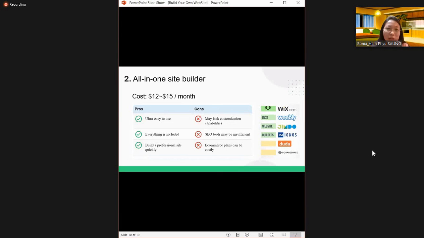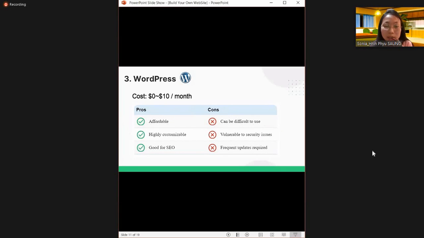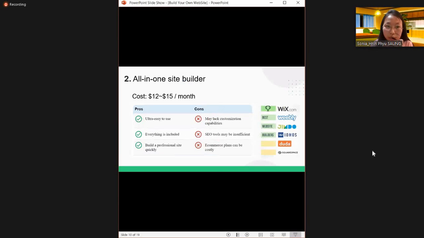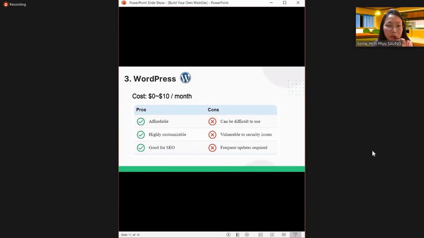So can we have a website totally free? Yes. You can try WordPress. This is an open source. It's totally free. You only need to pay some maintenance fee if you want to run the website in the long term. It will cost only $3 to $10, and it is super customizable compared to the web builder. But one disadvantage of it is it can be a bit hard to learn.